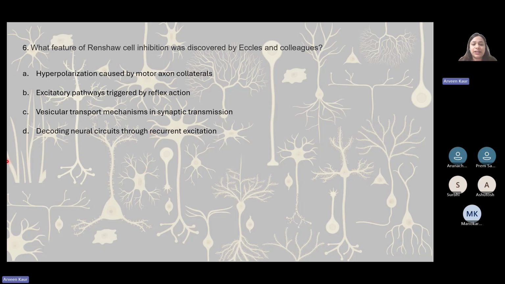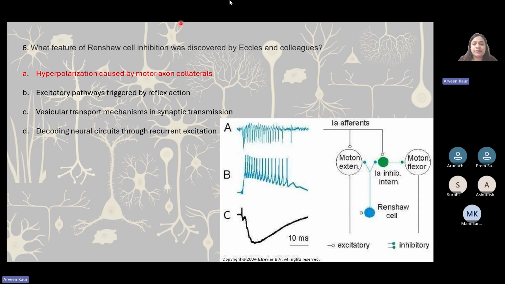So automatically B and D we will not choose, right? Along with that, we had also discussed that the motor axon that is bringing the information from a particular muscle is going to have some collaterals or some branches which is going to take the signal to the Renshaw cells also, right? So A is the correct answer, right?